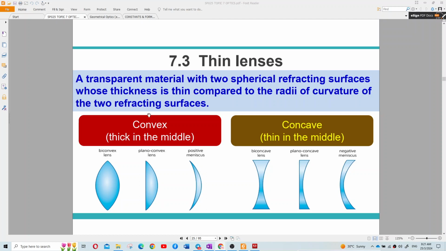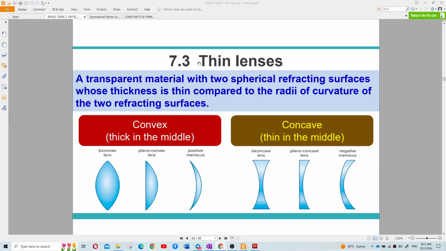Okay, we start with thin lens, section 7.3. Today we start with thin lens. What is a thin lens? It's a transparent material with two spherical refracting surfaces whose thickness is thin compared to the radii of curvature of the two refracting surfaces.